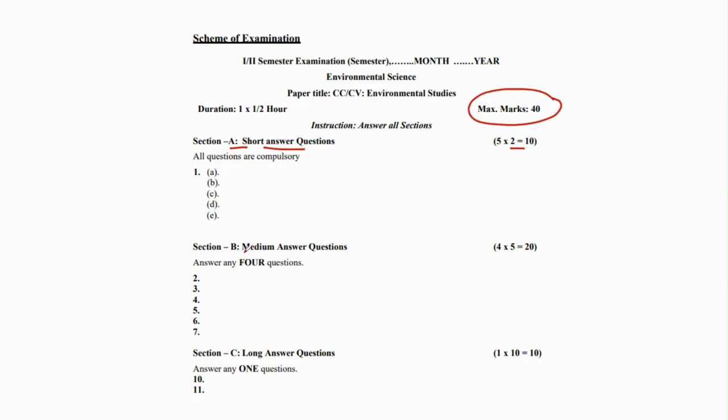And in section B you have medium answers. You have to answer any 4. Each question will be carrying 5 marks, and it will be 4 into 5, which is 20 marks. Second one will be for 20 marks, and the third one is long answer questions.